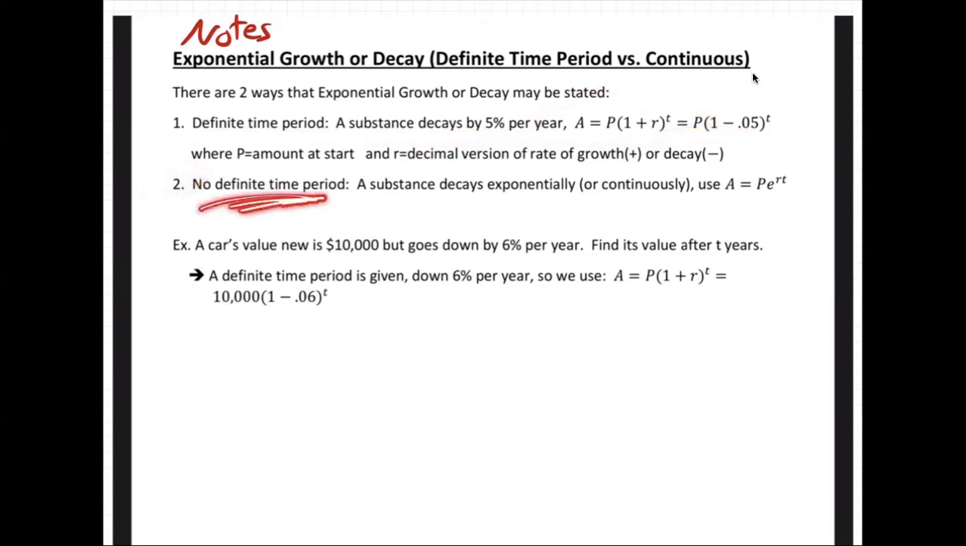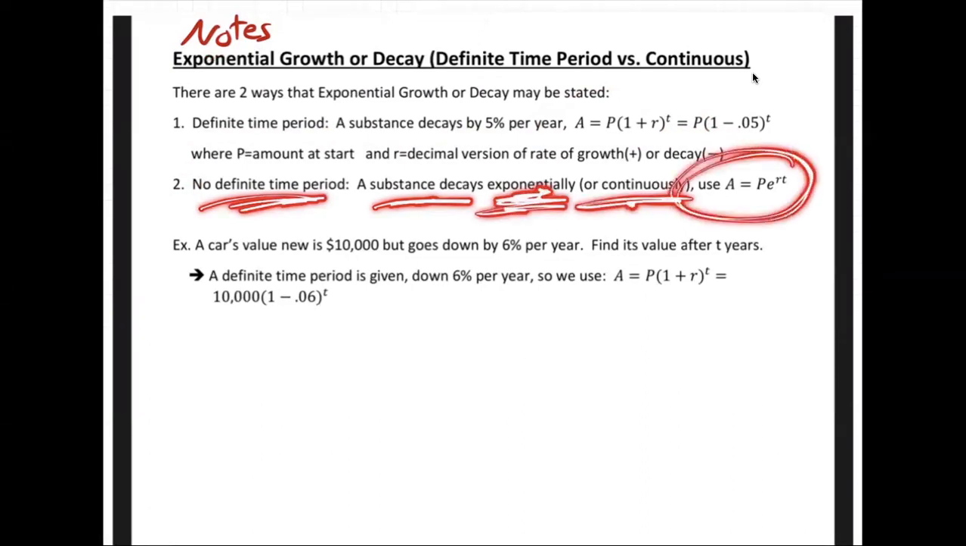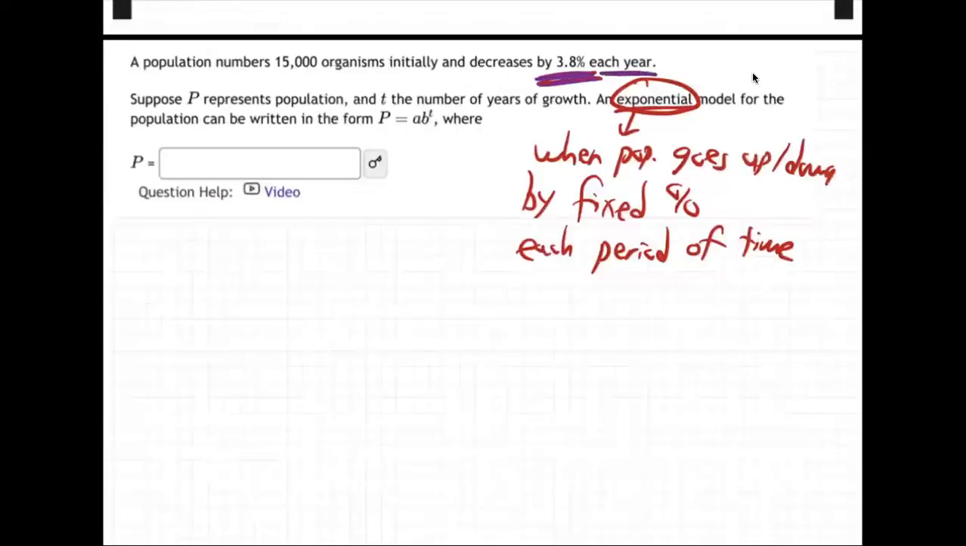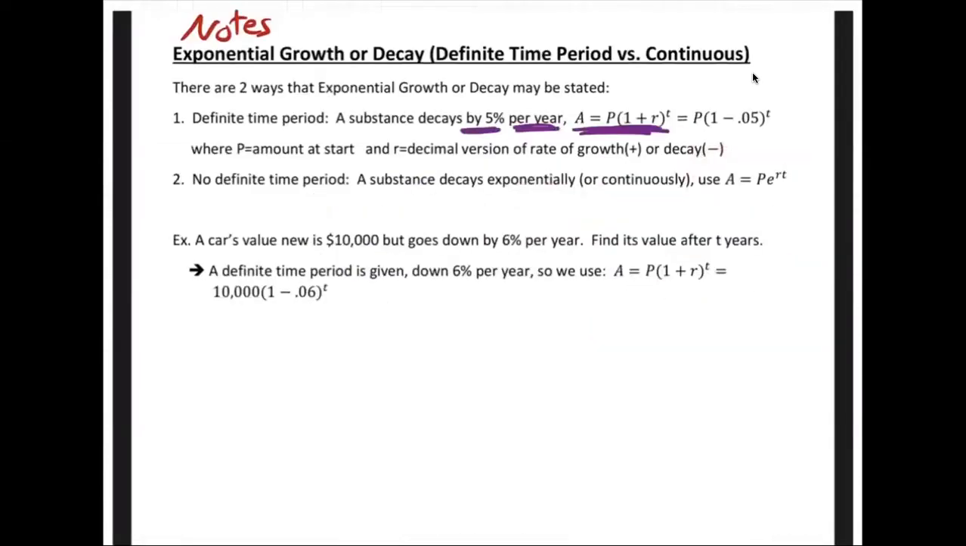They just say the substance decays exponentially. They don't say 5% every week or 3% every year or whatever. It just says exponentially or continuously. In that case, you use the formula A equals P e to the RT. That's not our situation right now. So we're up here on number one. We use this formula because they're giving us a fixed percentage and a time period, right? They're saying 3.8% each year. So when they say that, you use A equals P(1 plus R) to the T.